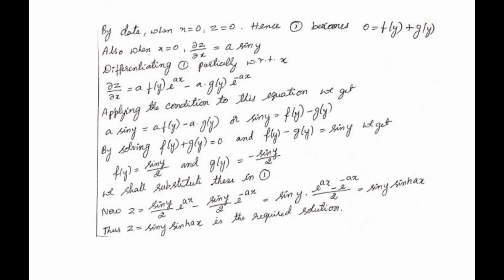So we substitute the values of f of y and g of y in equation 1. We get z equal to f of y, that is sin y by 2 into e power ax, minus g of y, that is minus sin y by 2 into e power minus ax. We can take the common term, sin y by 2. We will get e power ax minus e power minus ax. So sin y into e power ax minus e power minus ax by 2 is nothing but sinh ax. So this is the required solution of the partial differential equation.